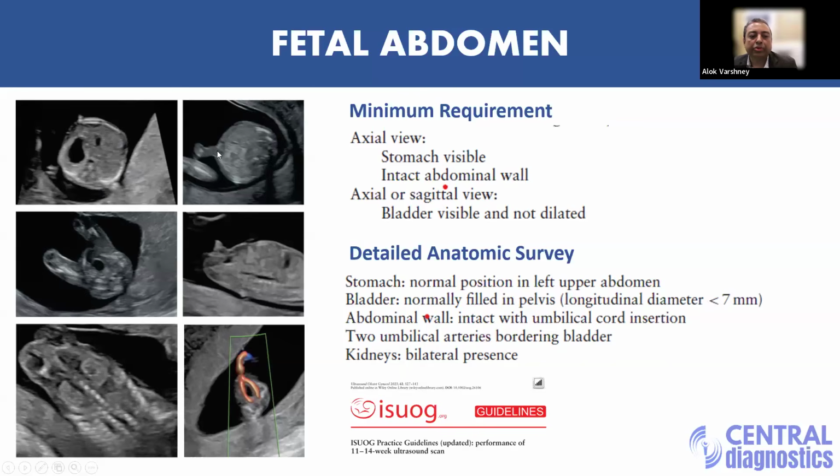The cord insertion should be normal. We should be seeing the 2 umbilical arteries bordering the bladder. This can sometimes be difficult to demonstrate, but if your machine has slow flow capability, slow flow can demonstrate this very, very nicely. And we should also practice demonstrating the kidneys, either on the axial plane, but in my experience, the coronal plane to demonstrate both kidneys works out better. In the axial plane, it is difficult to identify the kidneys.